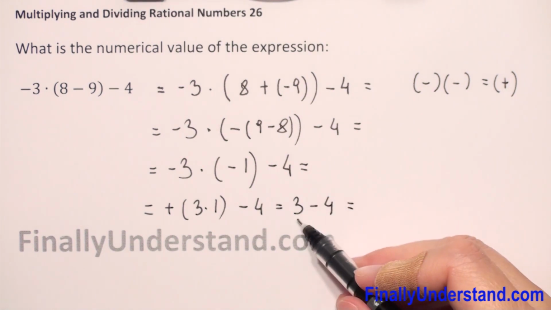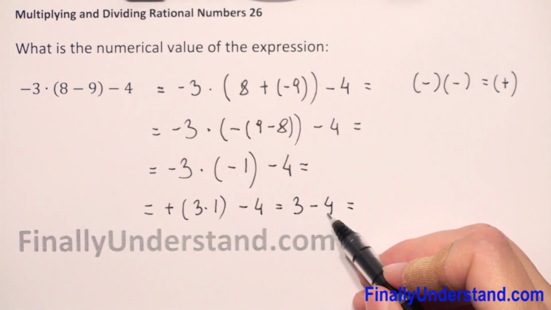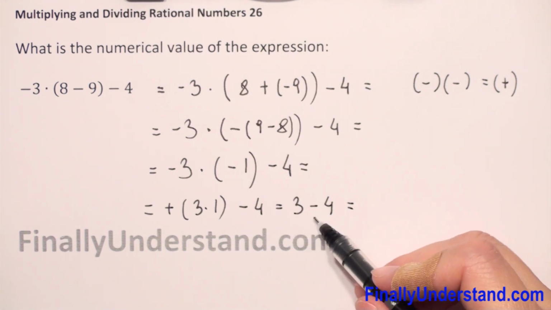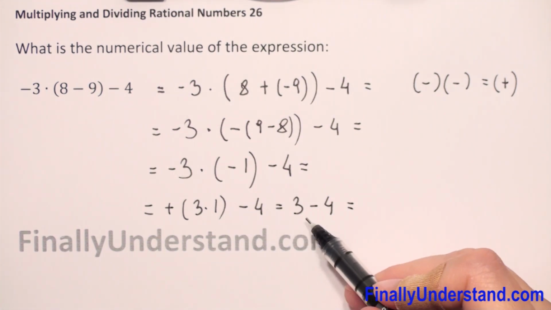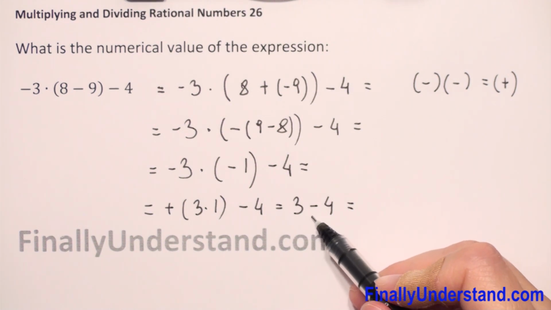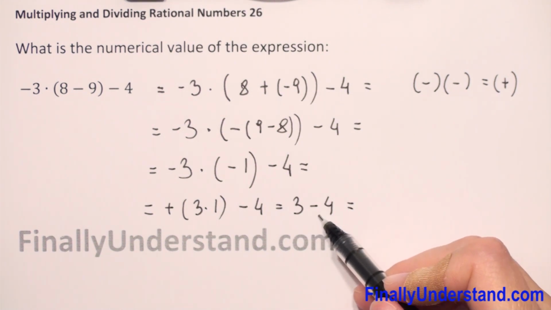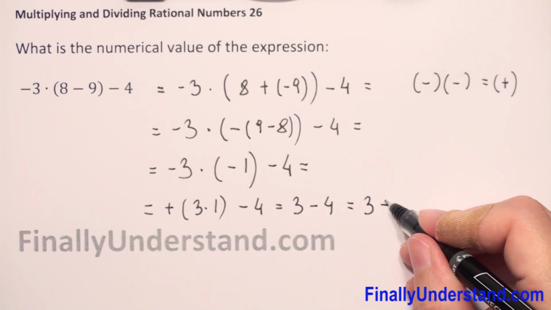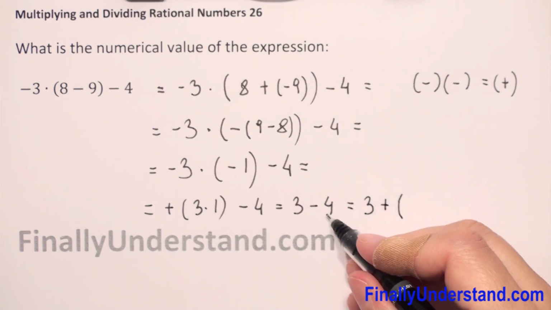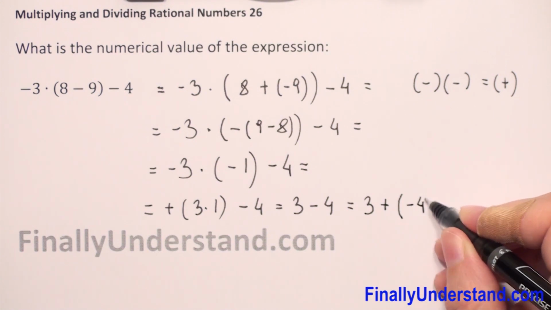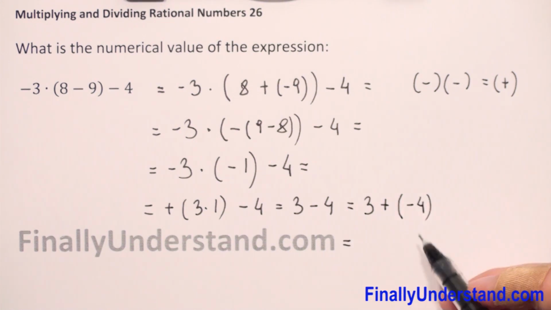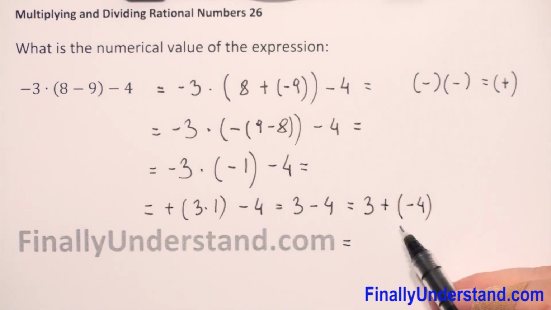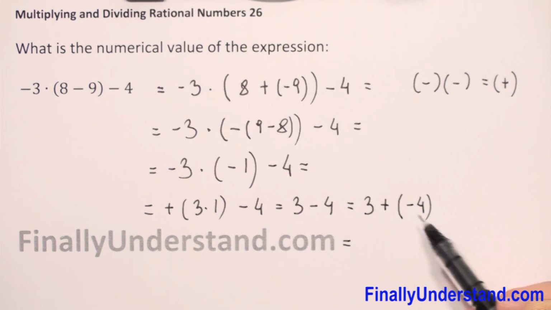Again, we have smallest number and greater. Subtraction of integers. So what do we do? We first have to rewrite this as addition of opposites. So we copy 3, subtraction we change to addition, and opposite to 4 is negative 4. So this is equal. Now we have addition of integers. One is positive, one negative.